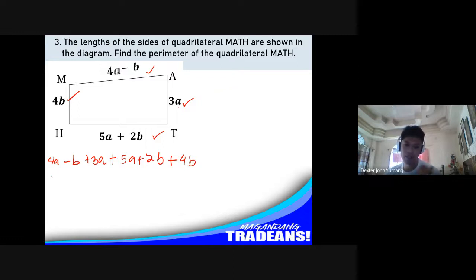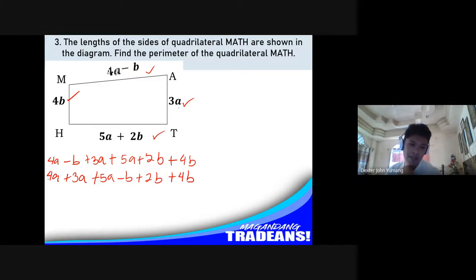Now, before we could add this one, hanapin natin yung kapareho nila. Si 4A, meron siyang kapareho na si 3A. So, kopyahin natin si plus 3A. Tapos, may kapareho pa siya na 5A. Si negative B naman, anong kapareho niya? Si 2B and si 4B. So yan na yun siya, pagtabi na natin lahat ng A at saka lahat ng B.